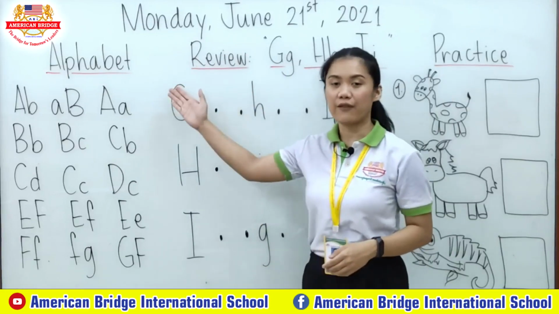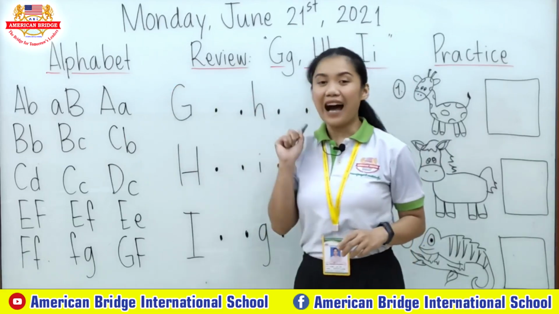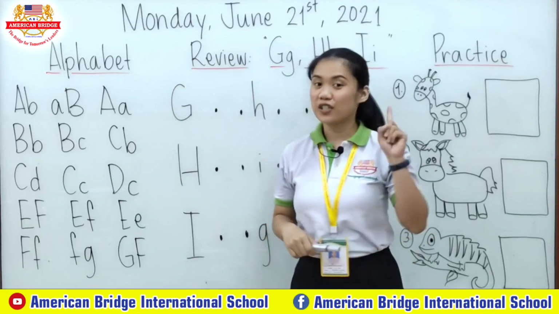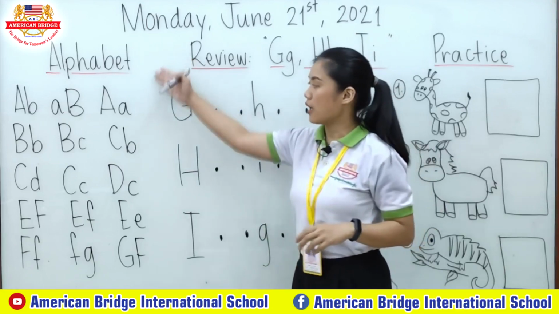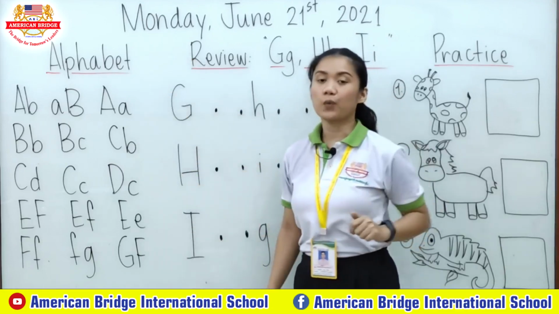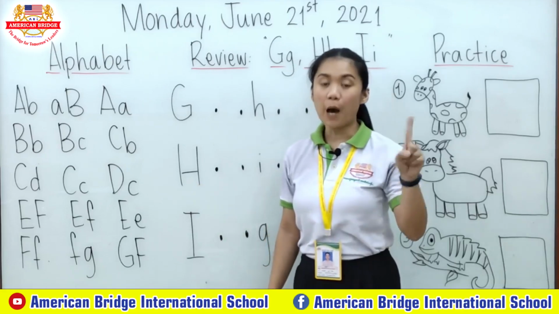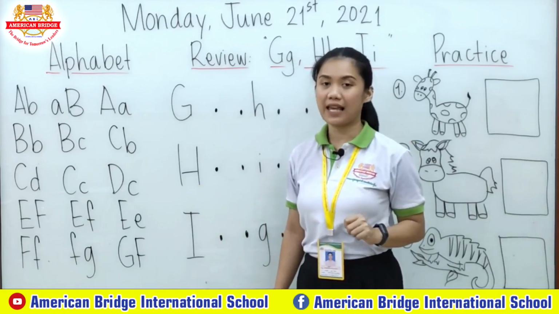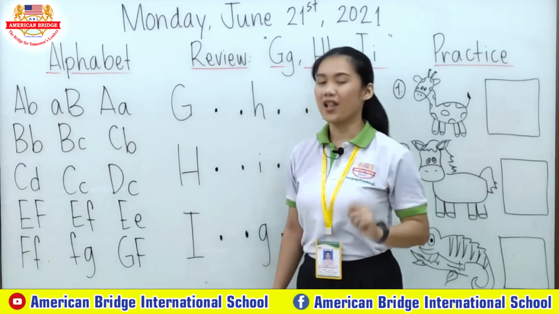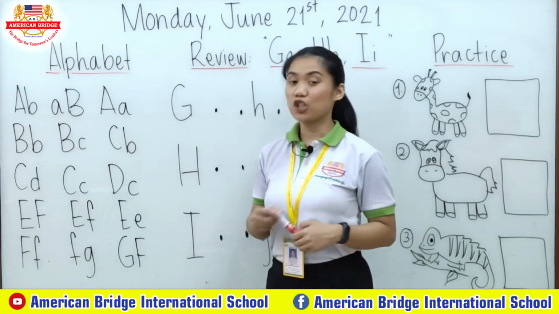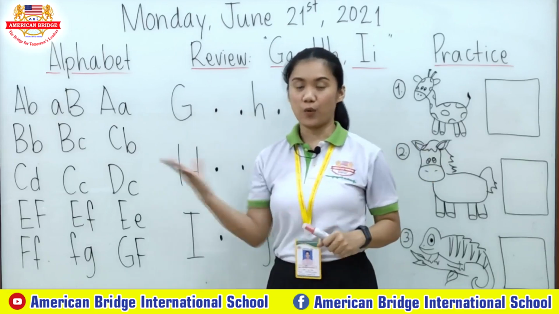Now, let's proceed to our review in our whiteboard. So look at the whiteboard, everyone, and let's do some practice about our previous lesson. Do you still remember those alphabet? Okay, now here are the alphabet letters. But we need to circle the correct alphabet letter with the correct uppercase A or capital A and the lowercase a or small letter a. Can you help teacher to circle the correct letter with uppercase and lowercase?